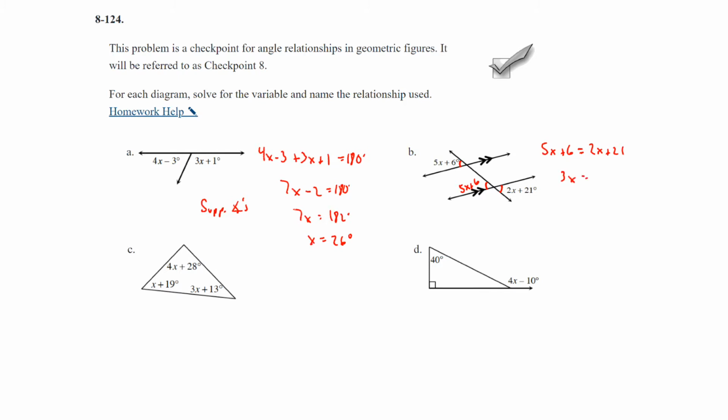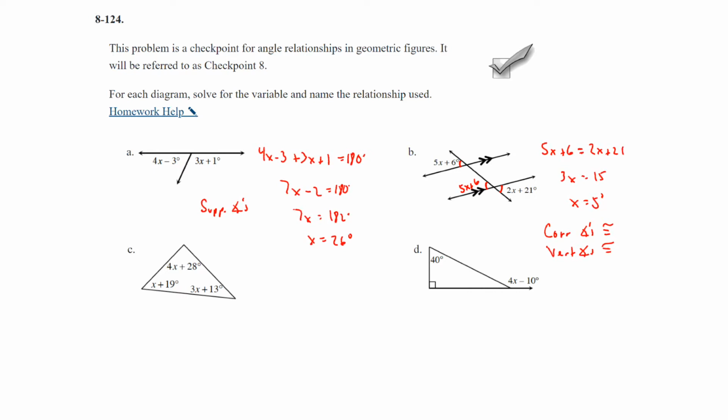Subtract 2x, subtract 6, divide by 3, and x is equal to 5 degrees. And this is really a combination of, you could look at it a couple of different ways, but the way I looked at it was corresponding angles, and then I also looked at vertical angles. So corresponding angles were congruent, and then vertical angles were congruent.